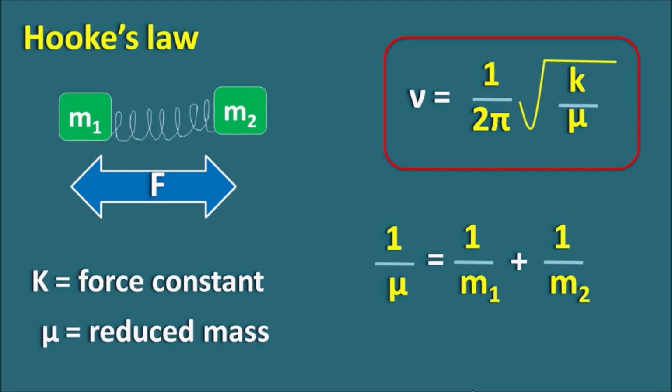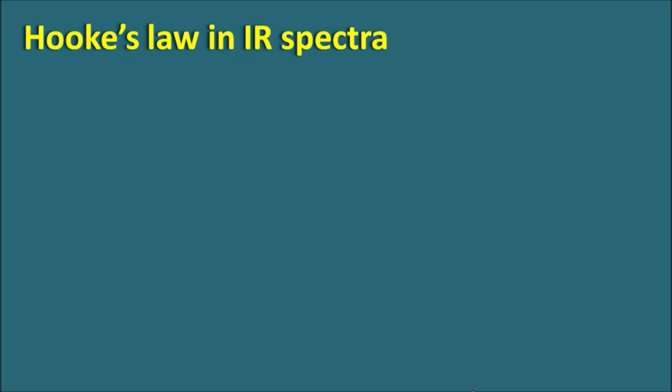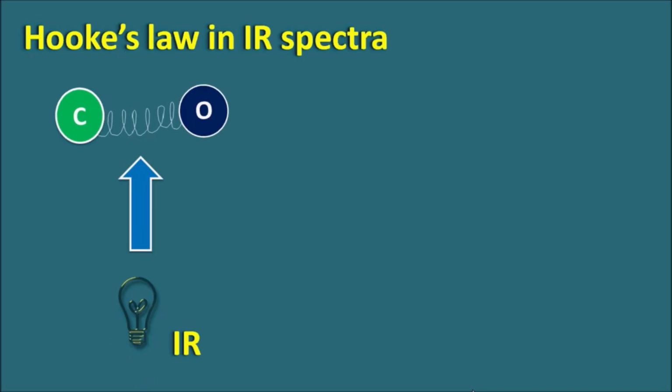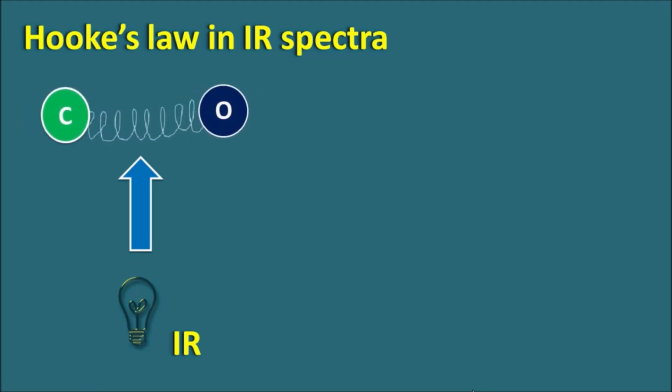Now according to Hooke's law, when two objects are attached by a spring, they can vibrate at a frequency of nu, which is given by 1 by 2 pi into root of K by mu. Now let us apply this Hooke's law to IR spectra. Molecules have different types of chemical bonds. For example, take a chemical bond between carbon and oxygen. These chemical bonds are not rigid, they are flexible and they can act like springs. So whenever IR radiation falls on a chemical bond like carbon and oxygen, it can produce a vibrational transition. Because of this IR radiation, the bond may be either stretched or compressed, so it will vibrate at a frequency given by Hooke's law.